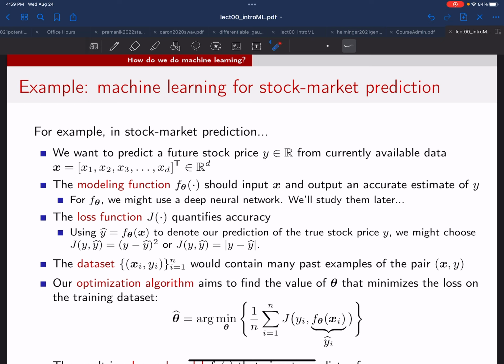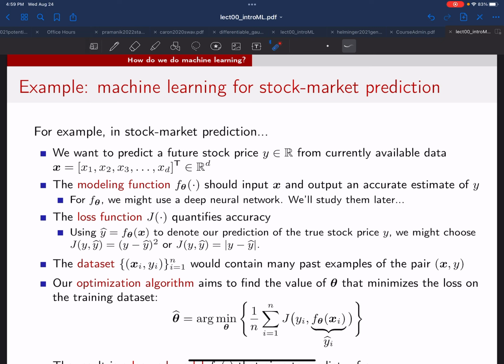Okay, the modeling function, again, takes in this x as input, takes in your data as input, and outputs an estimate of y. y is the future stock price. It's the thing we're trying to predict. So how do you build this modeling function? That's one of the main questions of the course. As we go through the course, we will see many different ways to build it, starting with simple, getting more and more complex. At the end, we'll be talking about deep neural networks, which are complex.